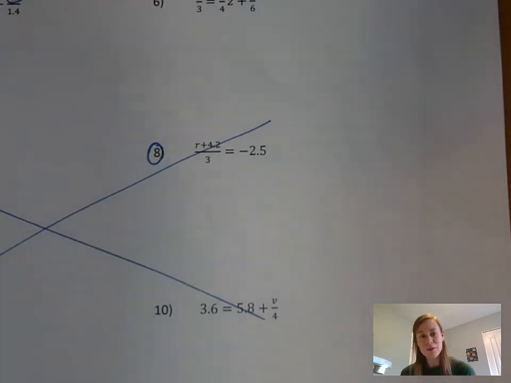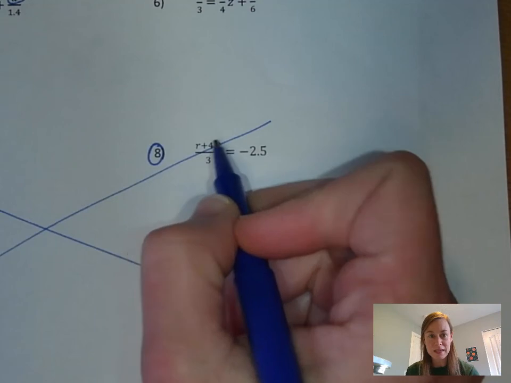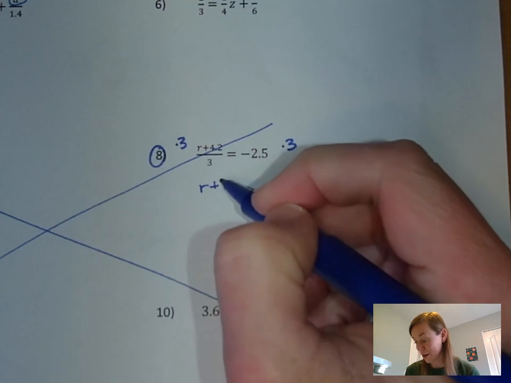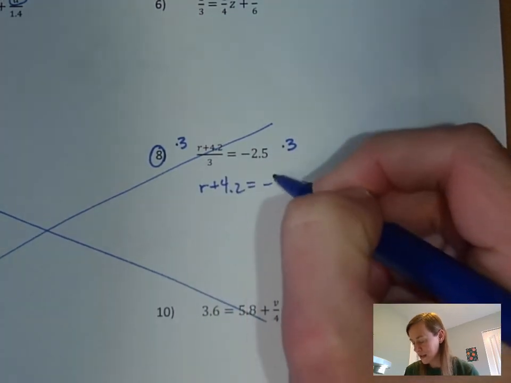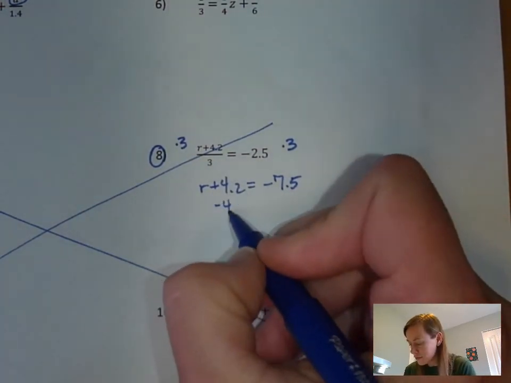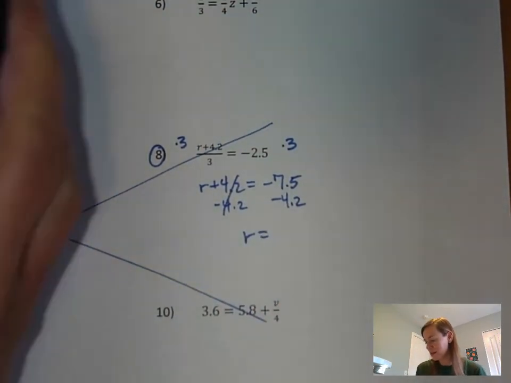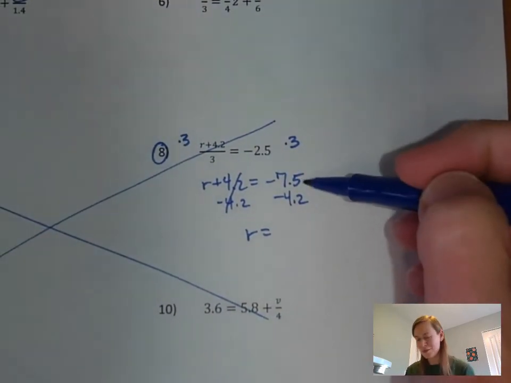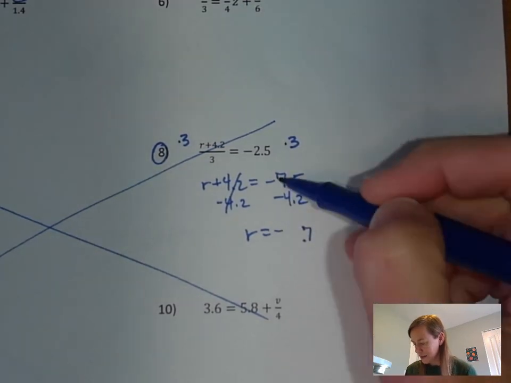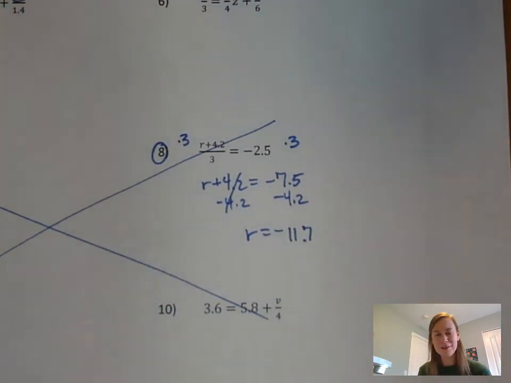So the answer to what to get rid of first is the 3. We need to get the 3 out of the denominator before we can mess with anything in the top. So let's multiply by 3 on both sides. And we're going to be left with R plus 4.2 equals -7.5. Now we just have to get rid of that 4.2. Minus 4.2, minus 4.2. R equals, well, I don't really need a calculator because all I have to do is add these together and then keep the negative sign. So 5 plus 2 is 7. And then 7 plus 4 is 11. So R is going to equal -11.7.